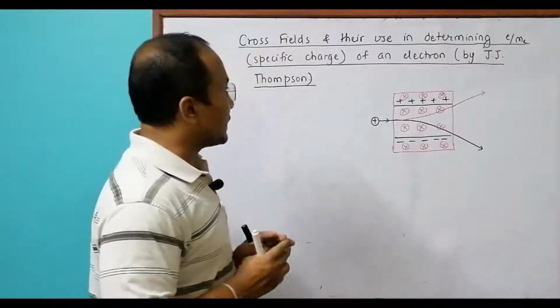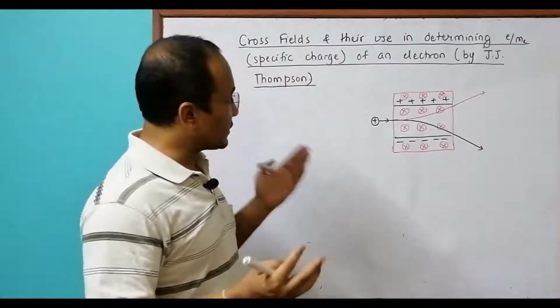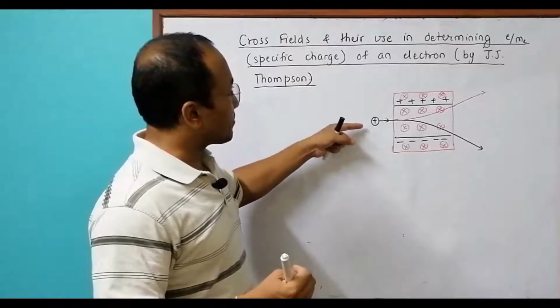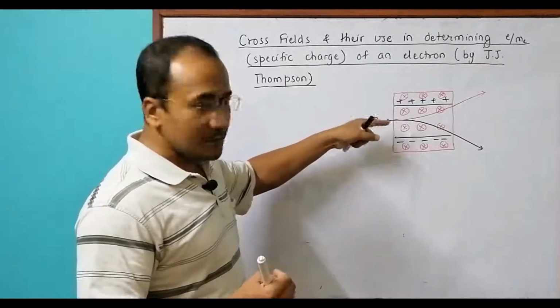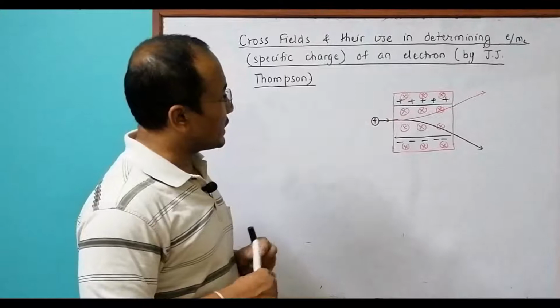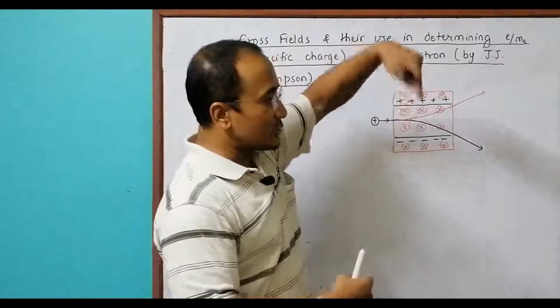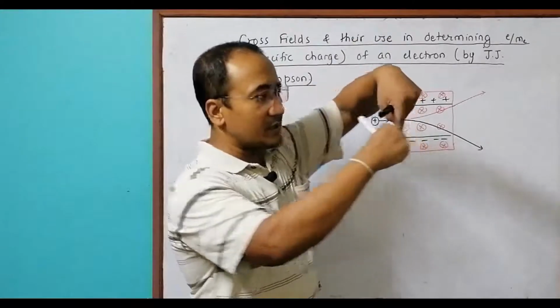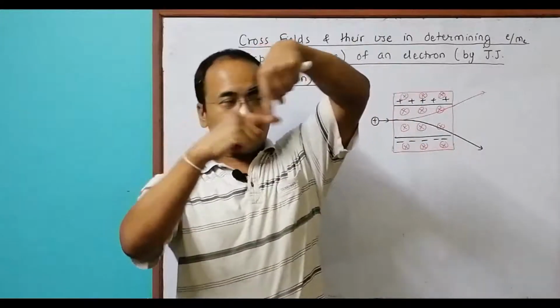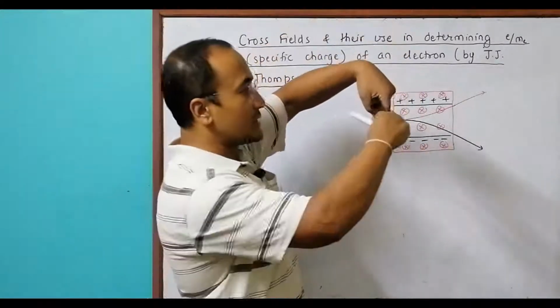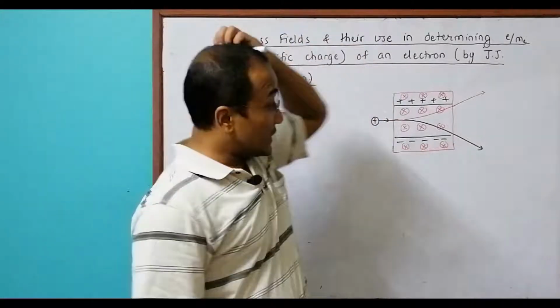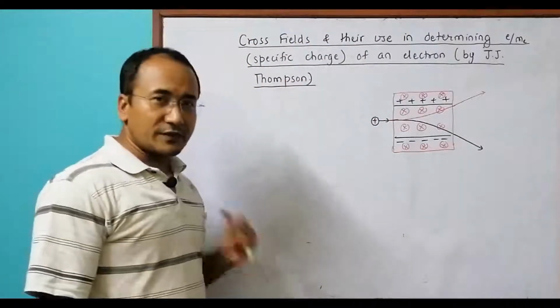So this type of field is what we call crossed fields. In a crossed field, if I send a positive particle from the left, they will be deflected in opposite directions. One is like this, and one is like this. They cross each other. See the angle. They cross each other like this. So that's why they are known as crossed fields.